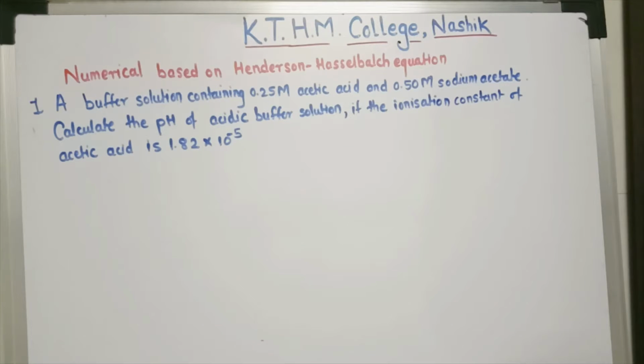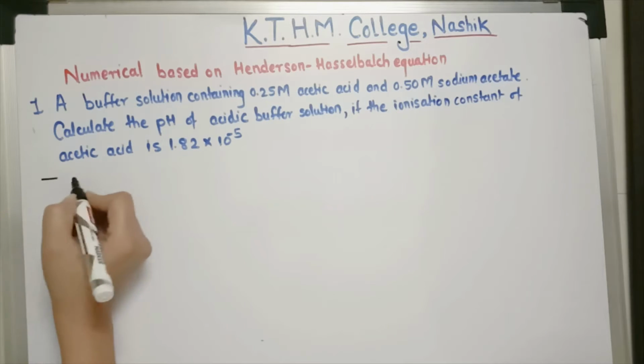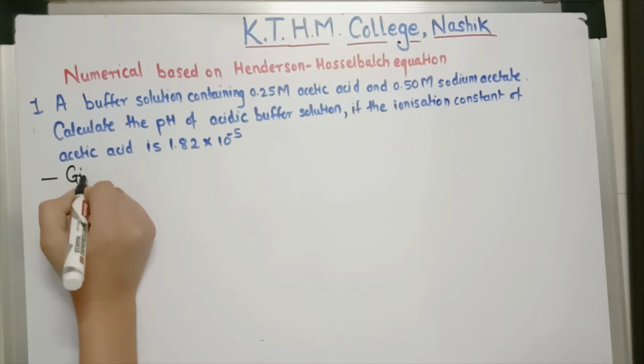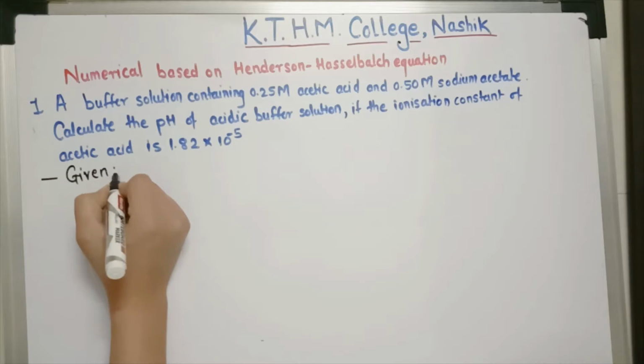So our first numerical is: a buffer solution containing 0.25 molar acetic acid and 0.50 molar sodium acetate. Calculate the pH of the acidic buffer solution if the ionization constant of acetic acid is 1.82 into 10 raised to minus 5. So first of all, before solving any numerical, we will write the given things.